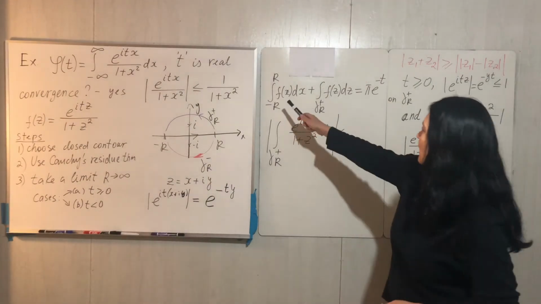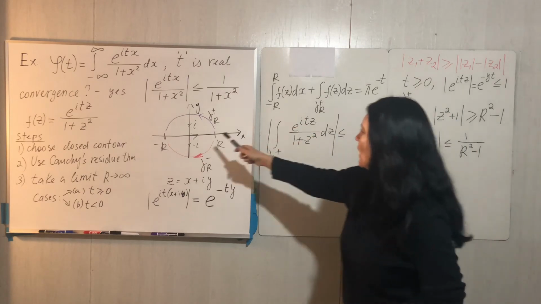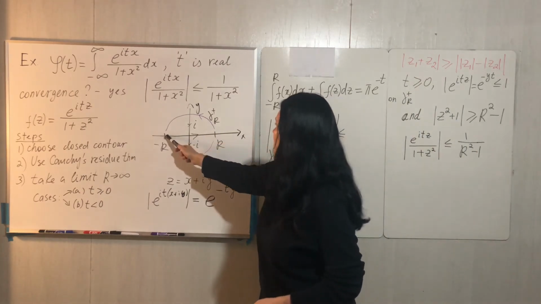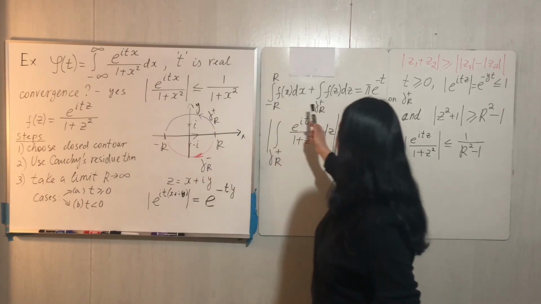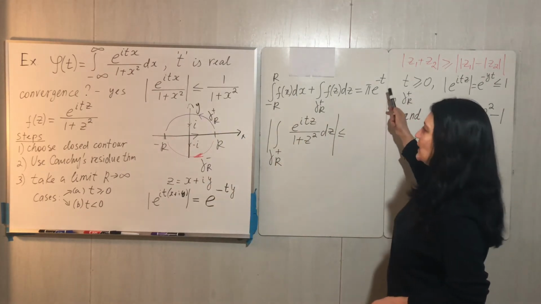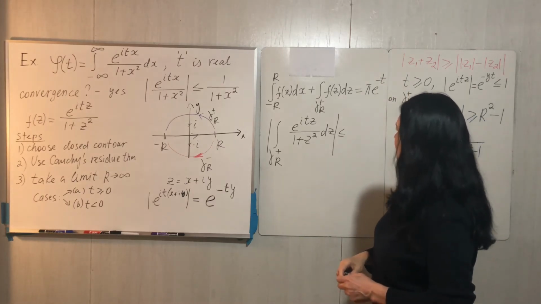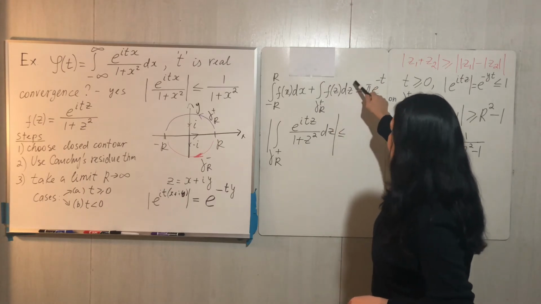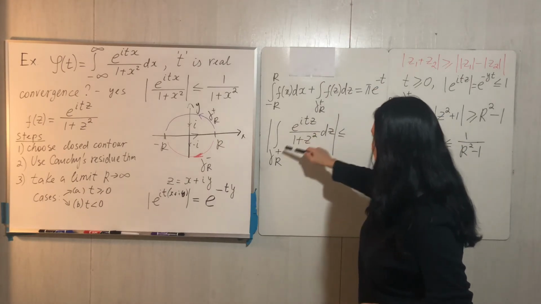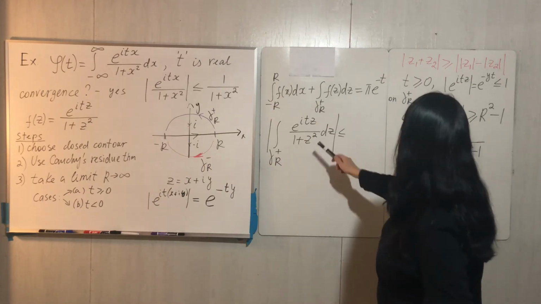Okay, so here I rewrote what we have for our contour, right? We have integral from negative r to r, plus integral over gamma r, equals pi e to the negative t, right? This we got from the residues. And now, as we said, we need to evaluate this integral. And let's look at what we have here.